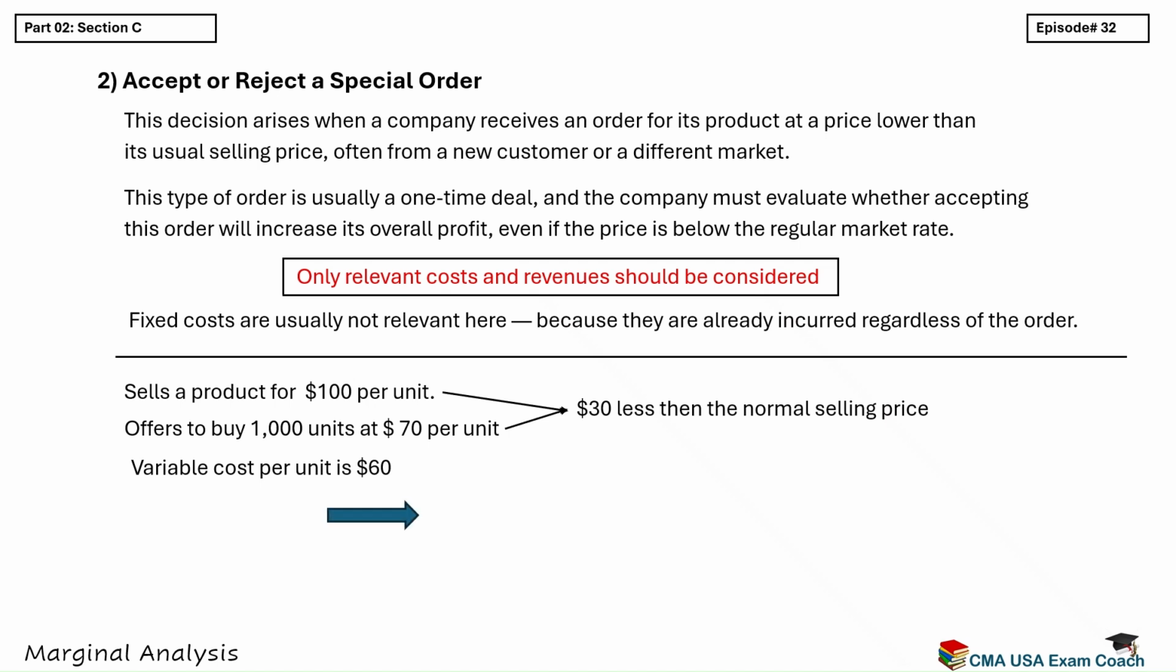So let's calculate. Selling price for special order, $70. Less variable cost, $60. That gives you a contribution margin of $10 per unit. Since you're making $10 per unit and the fixed costs are not increasing, you will earn an additional profit of $10,000 by accepting the special order. So, in this case, you should accept the order because it increases total profit without affecting regular sales.